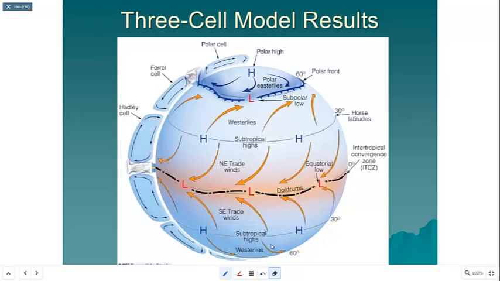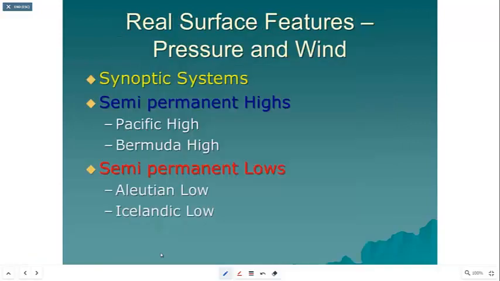So a lot of questions can be derived from this one particular slide, so make sure you pay a good amount of attention and know the names of some of these belts, know which latitudes are associated with low and high pressure, and then we'll add on to this here in a bit.